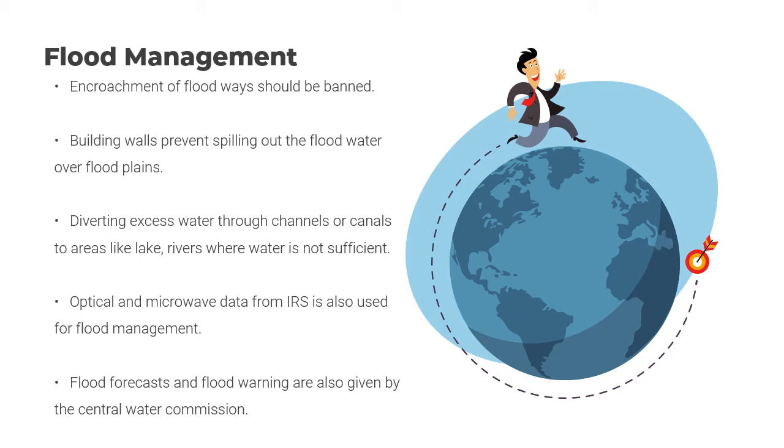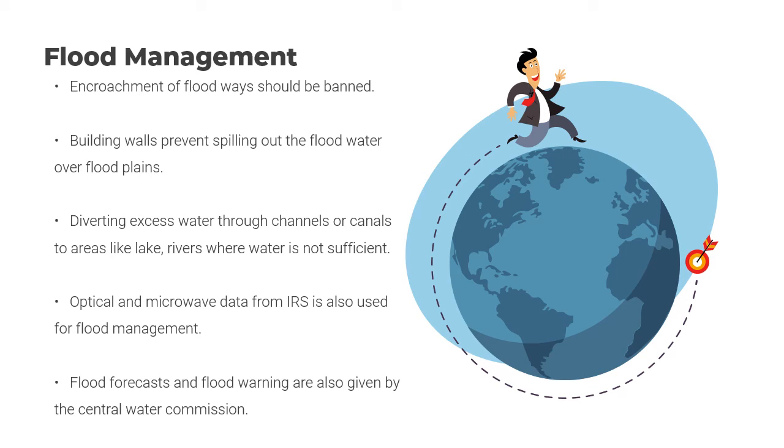Next, we have diverting excess water through channels or canals to areas like lakes and rivers, where water is not sufficient. Next, optical and microwave data from IRS is also used for flood management. This refers to the prevention of flood by informing the local government units or other agencies in order to prevent the occurrence of flood. Next, flood forecasts and flood warnings are also given by the Central Water Commission.